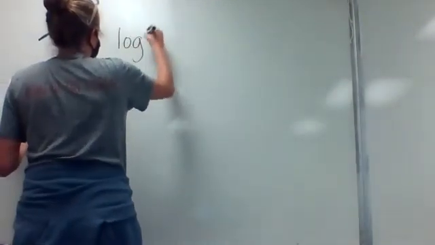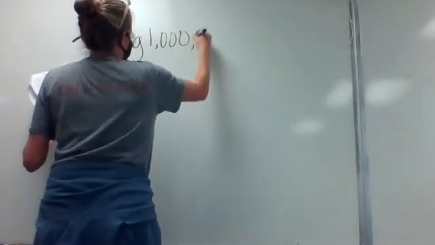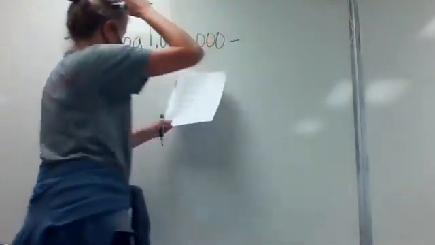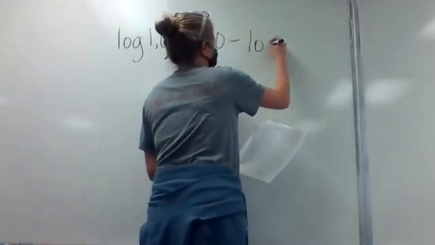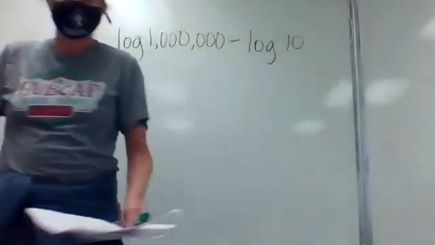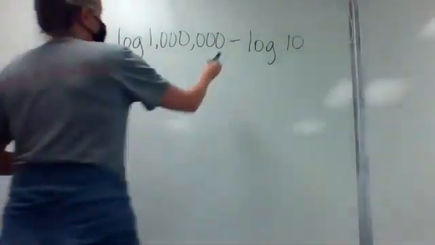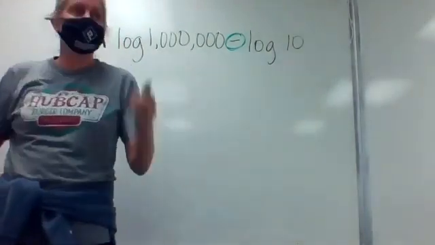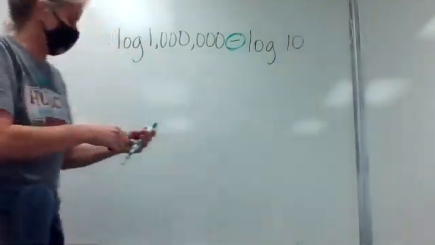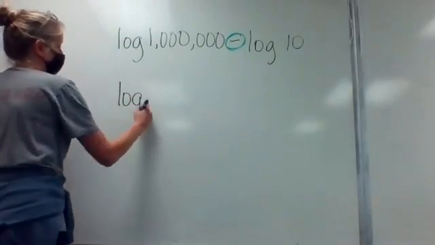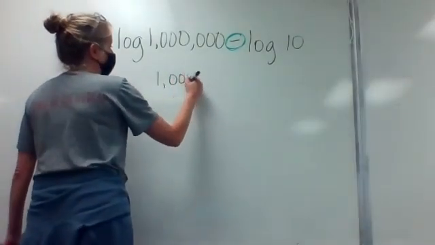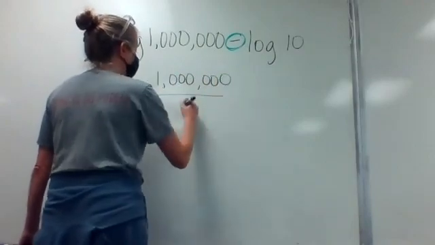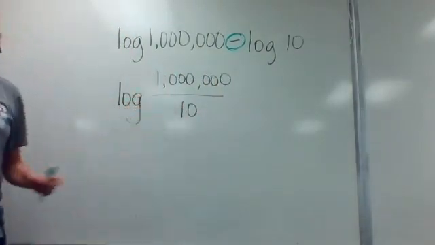Which means on number 13, you've got log of 1,000,000 minus log 10. So what does subtraction go back to? That one goes back to division. Good, the quotient rule. So I'm going to have log of 1 million divided by 10, and then you can go ahead and do that math.